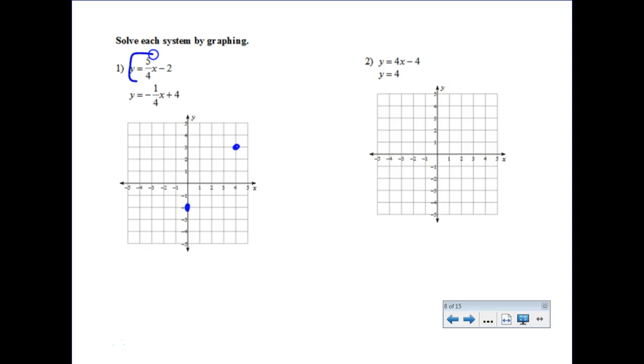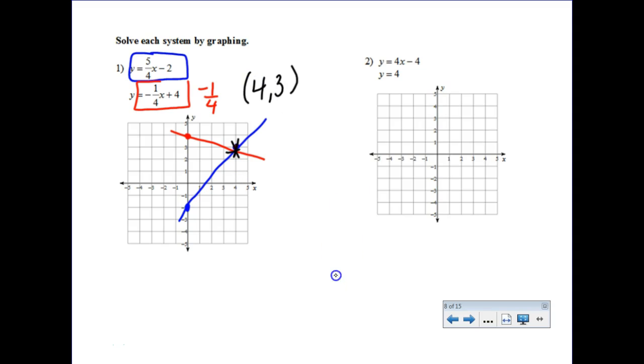So that's this line. And then this line starts at 4 on the y-axis. But the slope is negative 1 over 4. So you have to travel down 1 unit and then right 4 units to positive 4. So normally I'd... ugly. But the point is where they cross right here. That is our solution. The location of that intersection point is (4, 3). And that's how you have to write your answer.